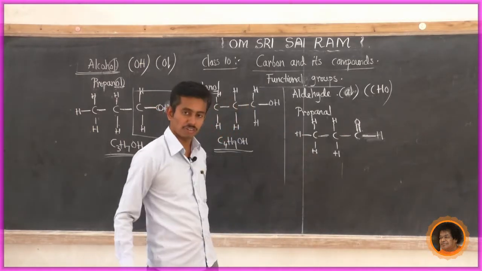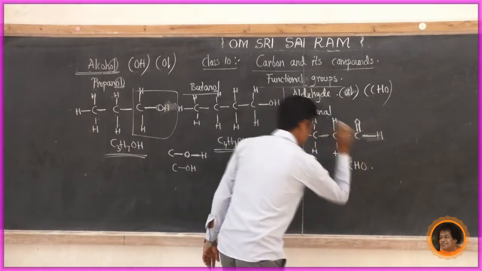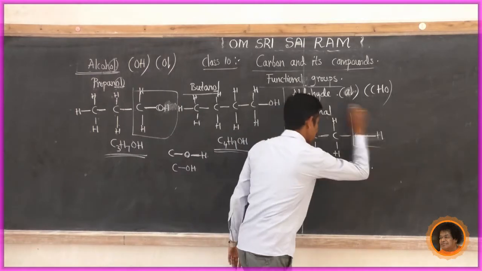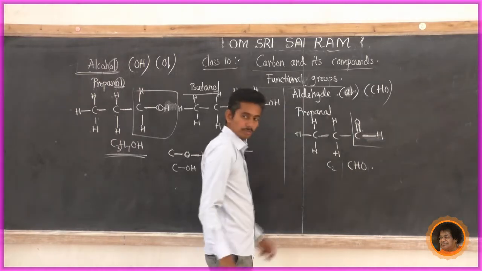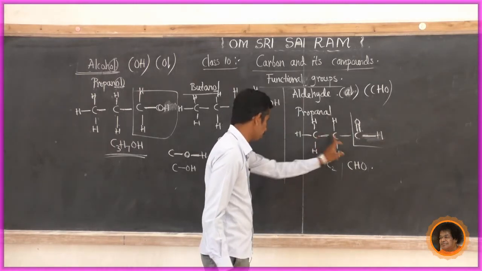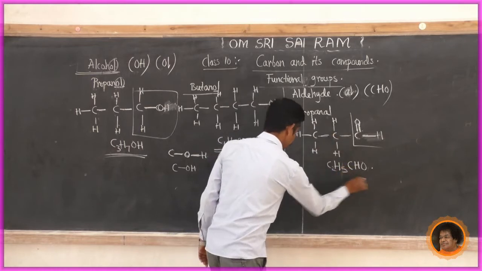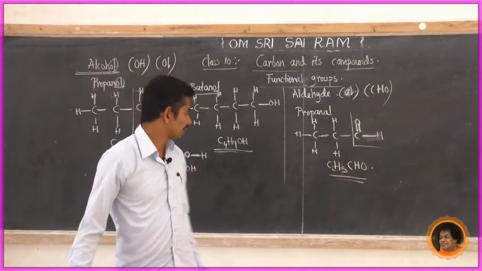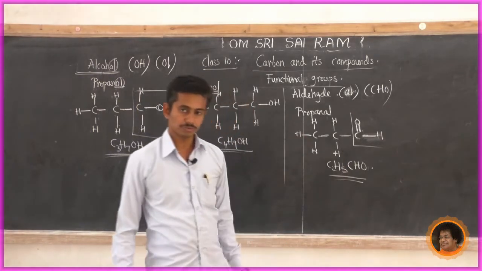Now write the molecular formula. What is the molecular formula? First write the functional group CHO. Now this portion is over. After that, how many carbons are present? C2. Be careful, only 2 carbons. Then how many hydrogens? 3 and 5. So C2H5 CHO. C2H5 CHO is the molecular formula of propanol.